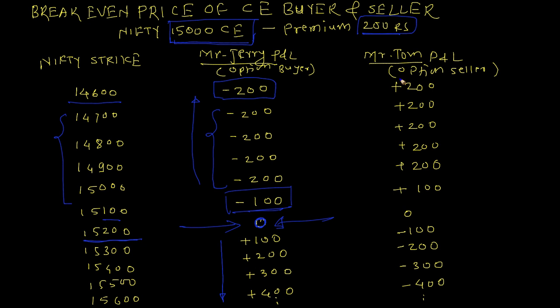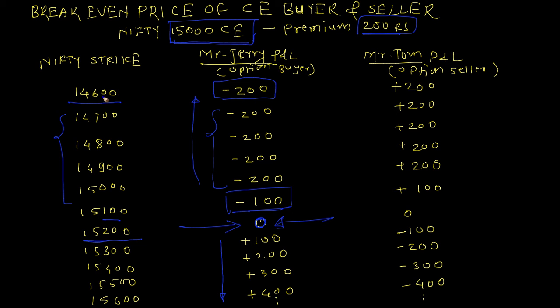Now let's try to calculate the break-even price for Mr. Tom. For Tom, if somebody comes to him with this coupon of 15,000, he will be getting either profit or loss depending on what the spot price is.